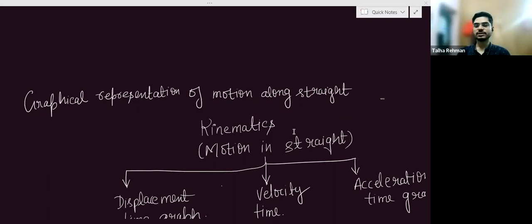Electromagnetic force means when there is a combination of electric field and magnetic field, then that force will be the electromagnetic force, that we will discuss in the next class. And there are strong nuclear forces and weak nuclear forces. Strong nuclear forces, we will find these forces inside the atom.